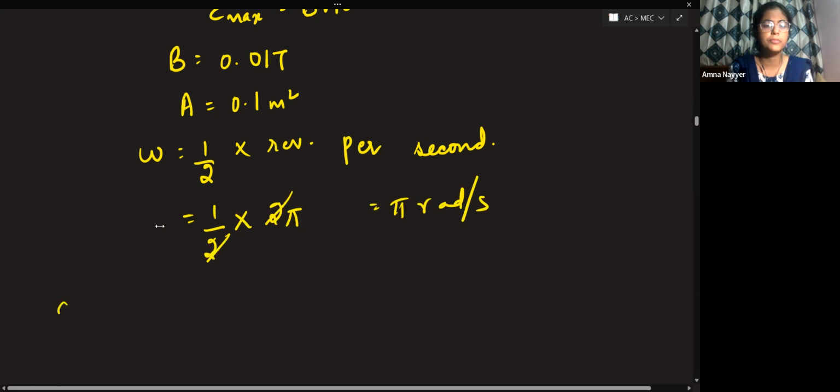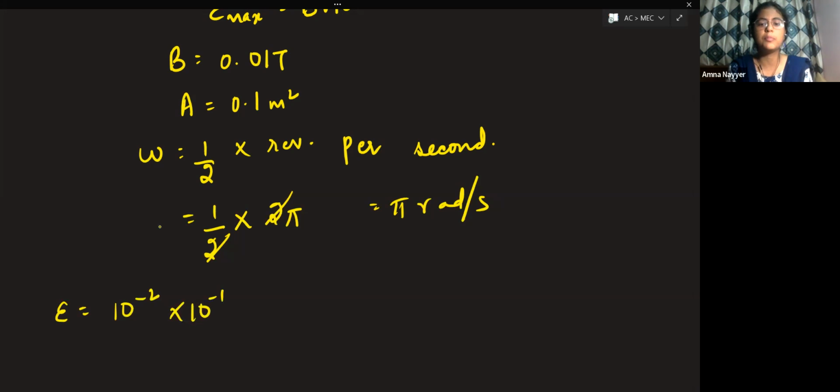That is omega. Now EMF you can easily write as BA omega. That becomes 10 to the power minus 2 into 10 to the power minus 1 into pi. Pi is 3.14. This is 10 to the power minus 3, and this is in volts.